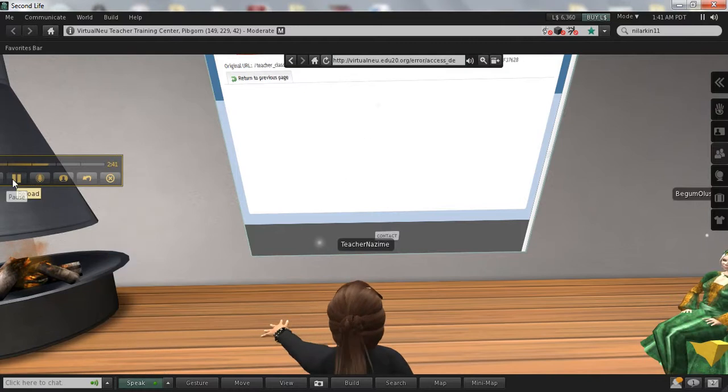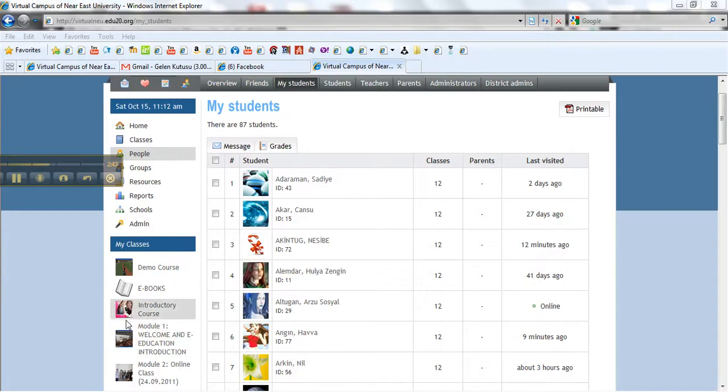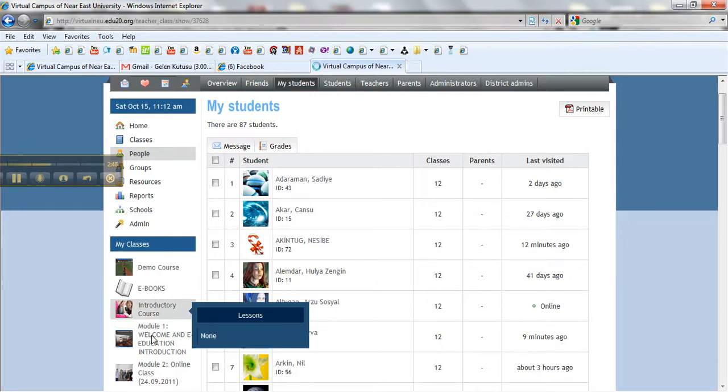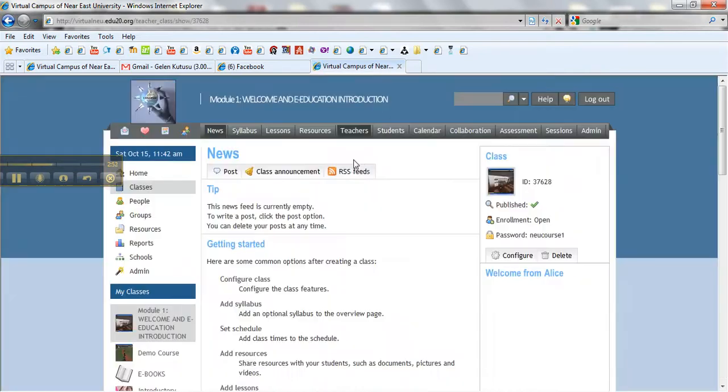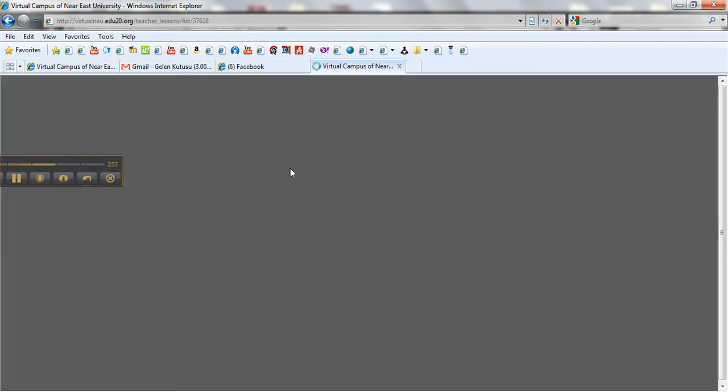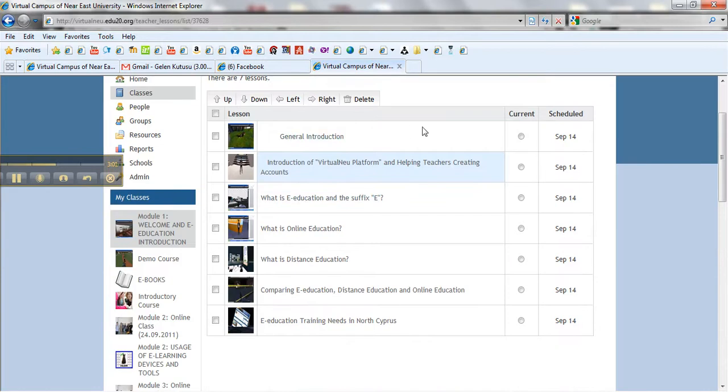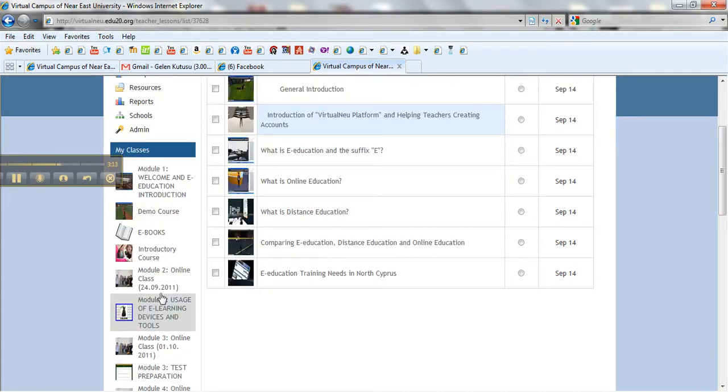Okay, we have first of all seen module one, and it included, let us see what it included. Yes, it included how many lessons? It included general introduction, initial new platform, introduction, e-education, online education, distance education, compare e-education, distance education, and online education. And then we have seen module two.